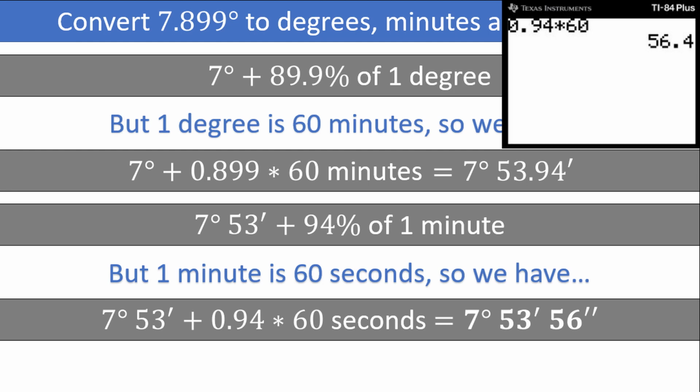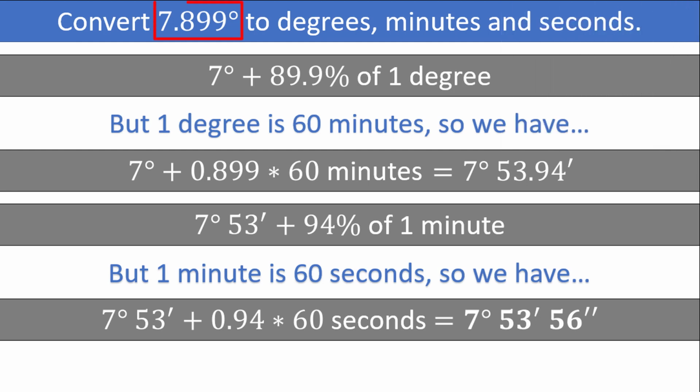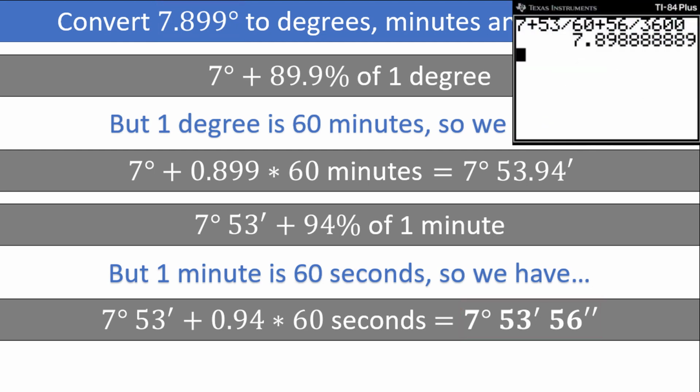Now, in this example, it looks like we still have a decimal even after we have converted into seconds. Typically, you will round to the nearest second rather than writing out the decimal. So we could say that 7.899 degrees is approximately the same as 7 degrees, 53 minutes, and 56 seconds. If you were to convert this back to degrees, you would get 7.898 degrees, repeating, which is pretty darn close to 7.899.